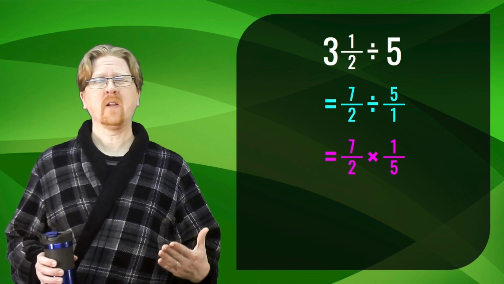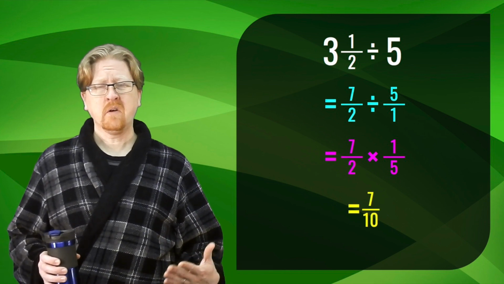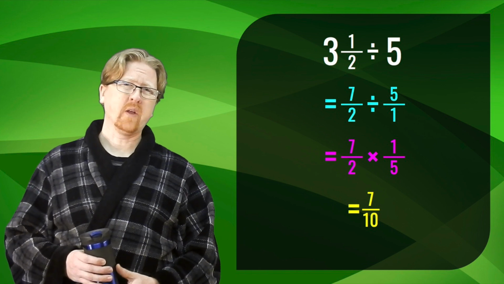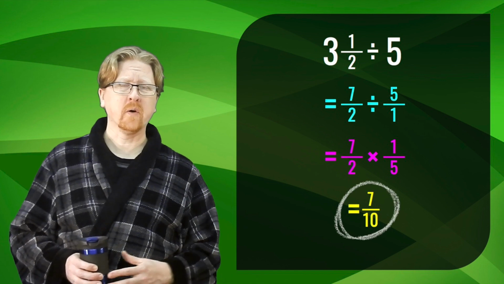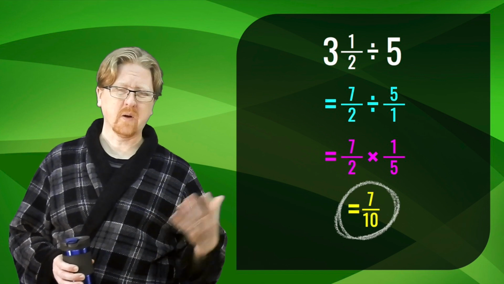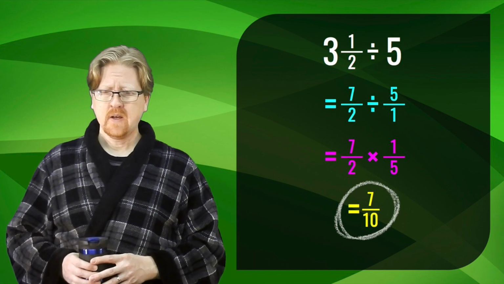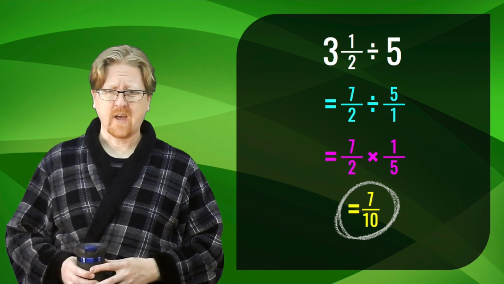And that gives me a final answer of 7/10. And there's really no simplification to do at that point, right? It's a fraction that's less than 1. It's in simplest form. There's nothing we can divide both of those numbers by and make the numbers smaller. And that's really all I have for you today, guys.